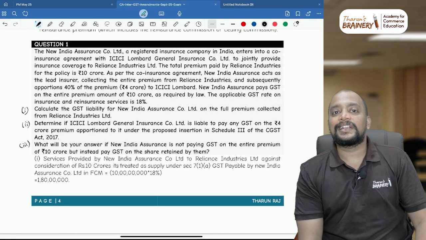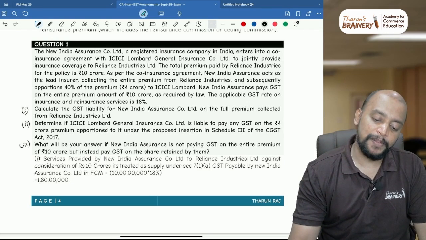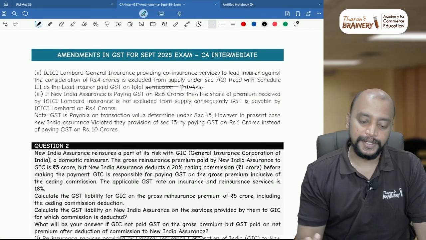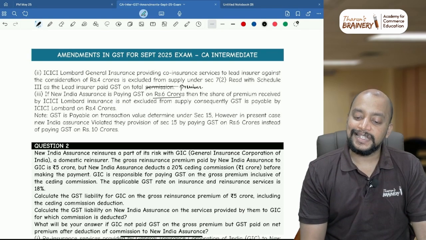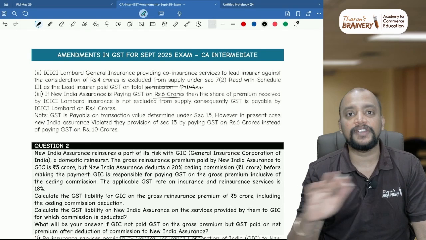So definitely it amounts to short payment of tax. Why does it amount to short payment of tax? They are required to pay GST on 10 crores. If New India Assurance is paying GST on 6 crore, then the share of premium received by ICICI Lombard is not excluded from supply.